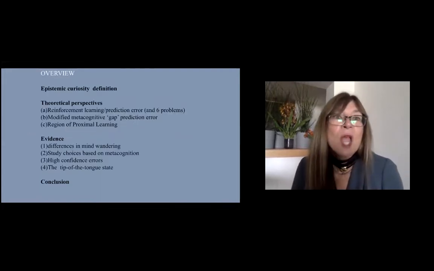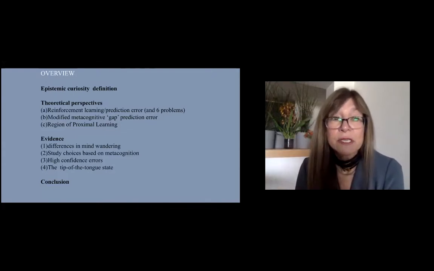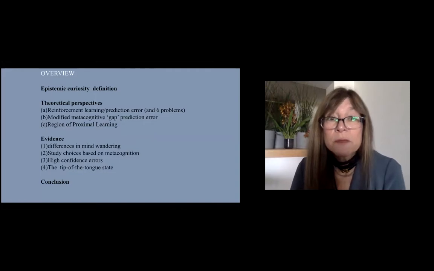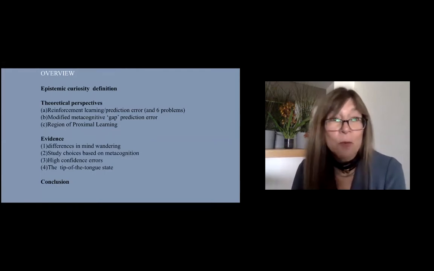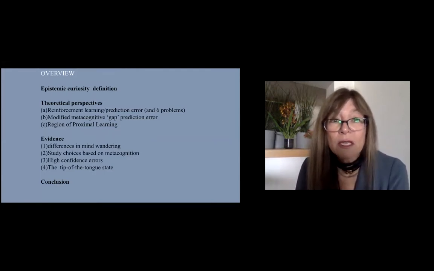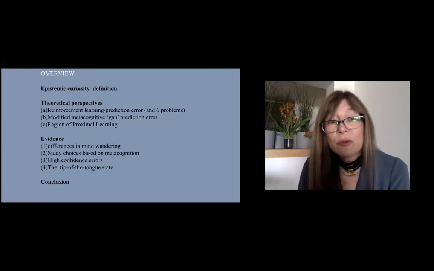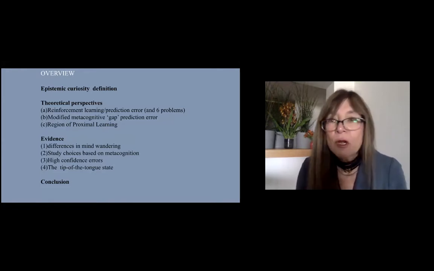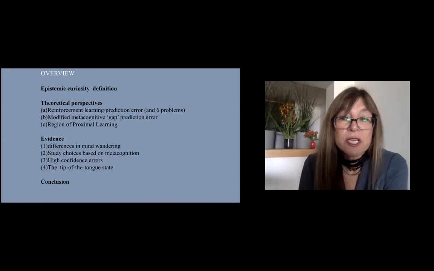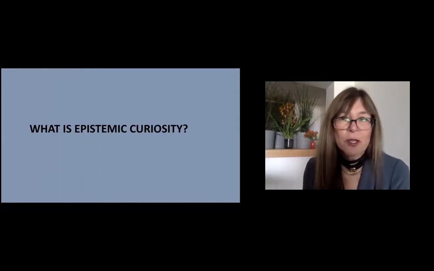Okay, here's the overview. First of all, I'm going to try to define or dance around defining epistemic curiosity. Then I'm going to go through three theoretical perspectives: a reinforcement learning prediction error model, and six problems that we've got with that model. Then I'm going to look at a modified prediction error model, which brings in metacognition. And finally, I'm going to look at a region of proximal learning model, which is the one I champion here. Then I'm going to look at four kinds of evidence that bear on the distinctions among these models, and I'll reach a conclusion. So the first is, what's epistemic curiosity?